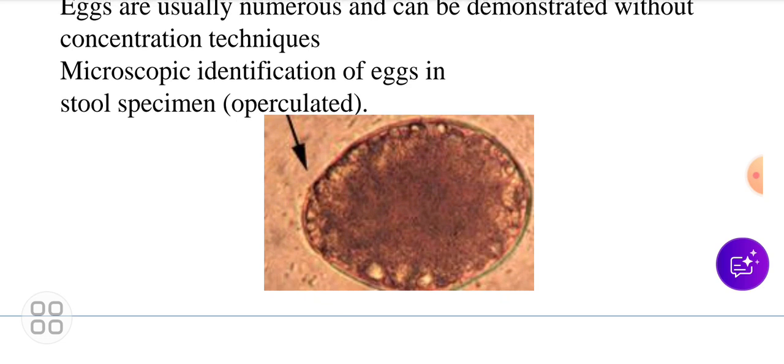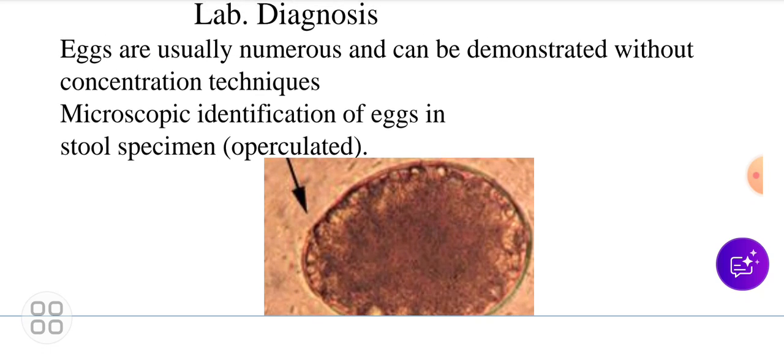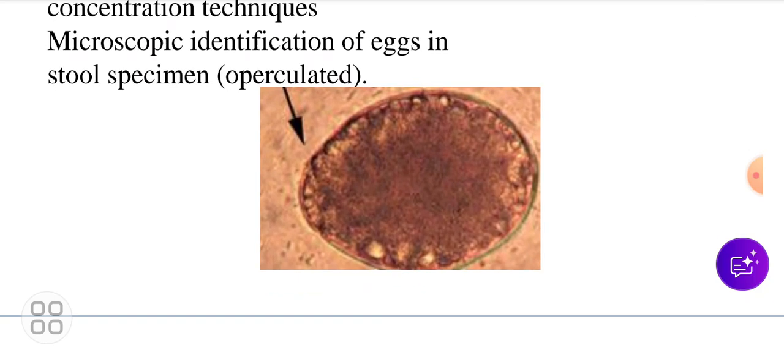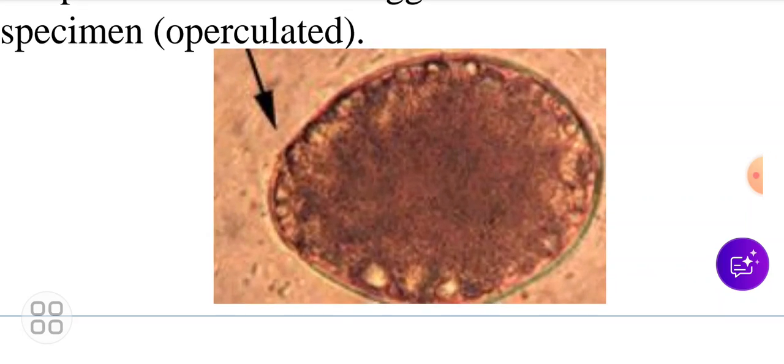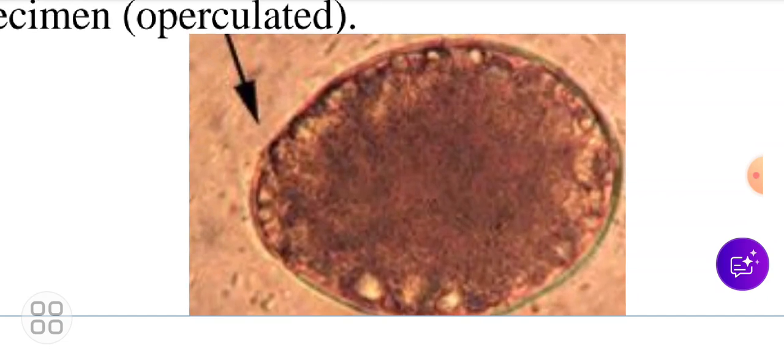So microscopic examination of the stool may reveal eggs. The eggs are very many. Even the stool does not need concentration to increase the yield, because the number of eggs passed in stool is so high. Characteristically, the egg is oval shaped. It has got a lid or operculum, so we call it operculated egg. You see here, the arrow is pointing to the operculum.